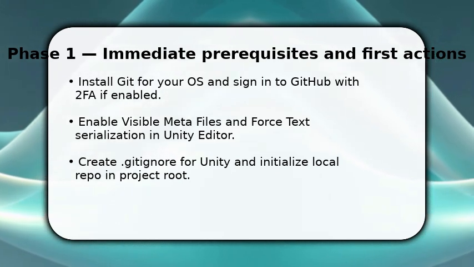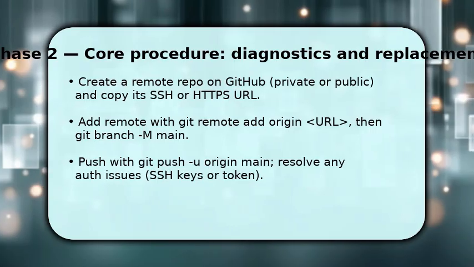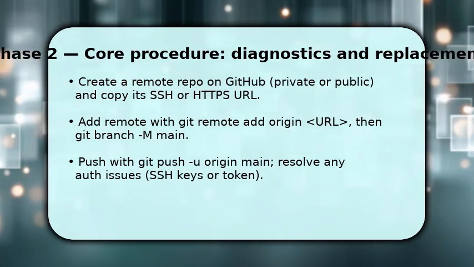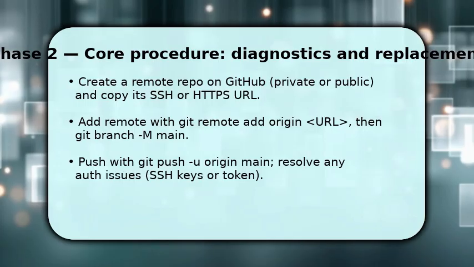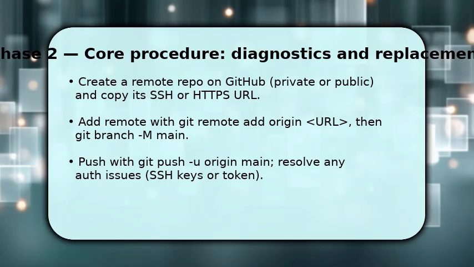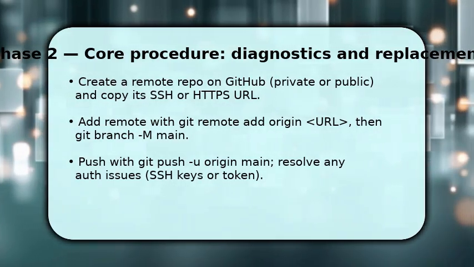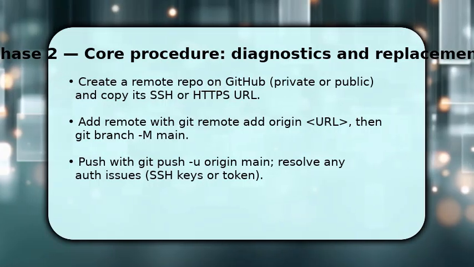You now link your local repo to GitHub. Create a remote repository in the web UI and copy its SSH or HTTPS URL. Next, in your terminal, add the remote with git remote add origin URL, then standardize the default branch with git branch -M main. After that, push with git push -u origin main.